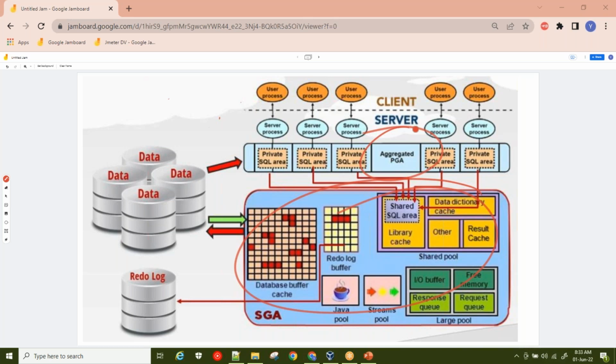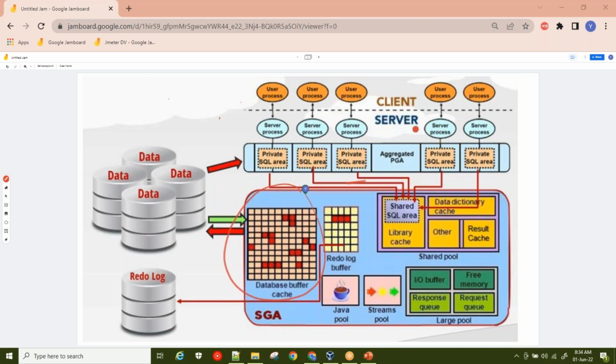Next, let's see the buffer cache. Let's understand what a buffer cache is. We will see it in more detail as we progress, but for now I will explain in simple terms. This is the part I'm talking about. This is the buffer cache.